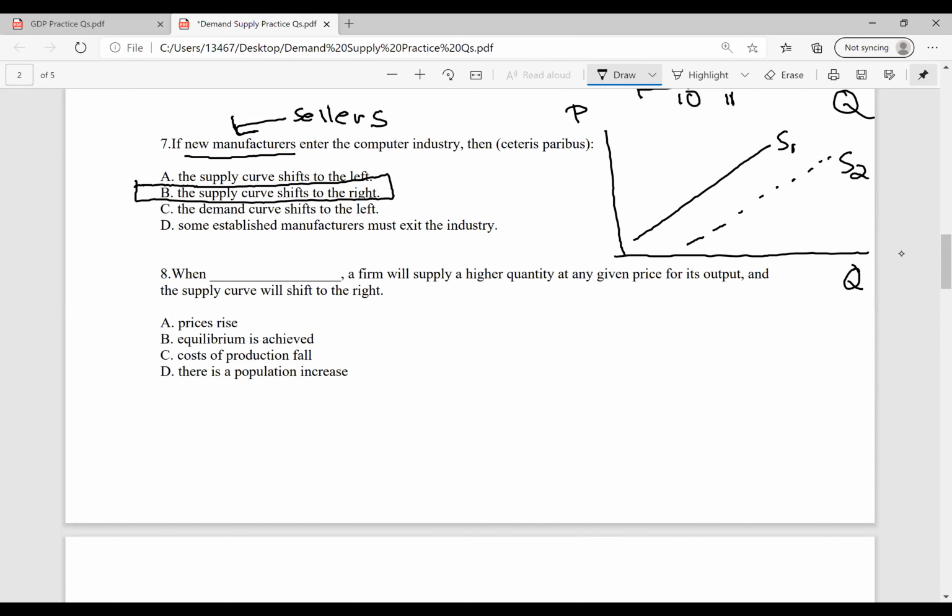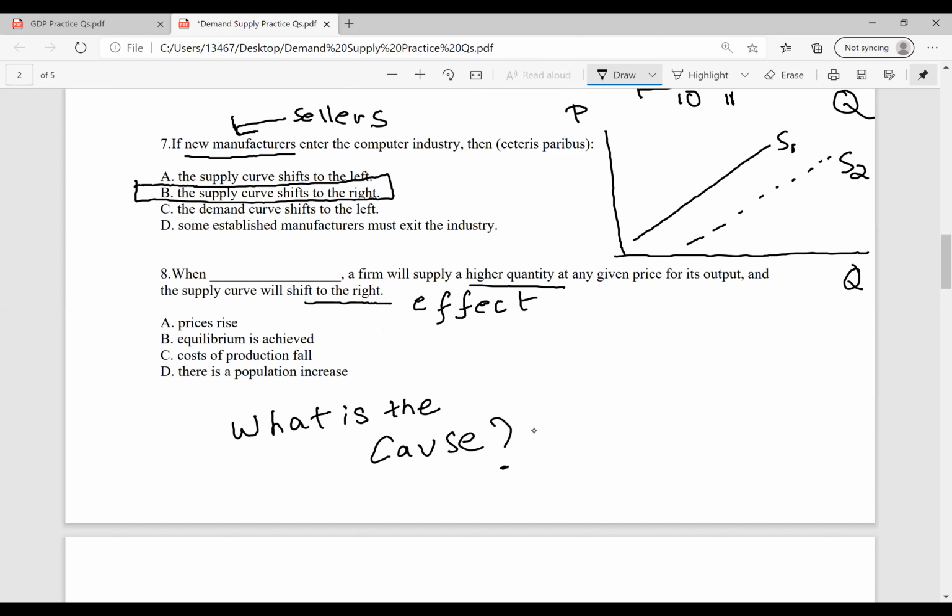Now take a look at question number 8 here. Okay, if a farm will supply a higher quantity, the supply curve will shift to the right. So they're asking us, this is like an effect. This is given to me here. And they're asking us, what is the cause? That's the question. What would make the supply curve shift to the right?